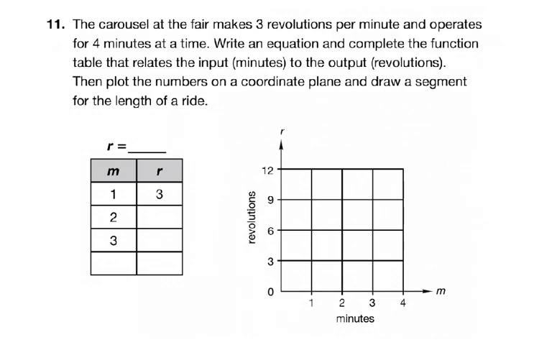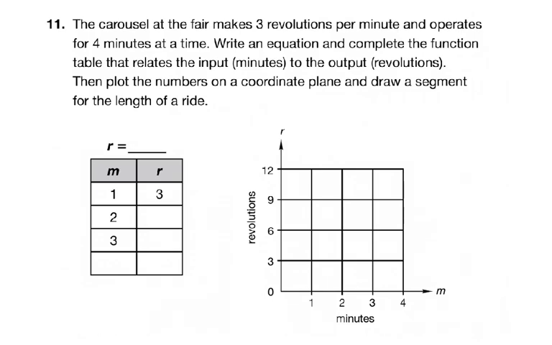All right, let's look at another problem. The carousel at the fair makes 3 revolutions per minute and operates for 4 minutes at a time. So 3 revolutions, that means 3 times around. Revolution is around, okay? And it operates for 4 minutes at a time. Write an equation and complete the function table that relates the input, which is minutes, to the output, which is revolutions. Then plot the numbers on a coordinate plane and draw a segment for the length of a ride.